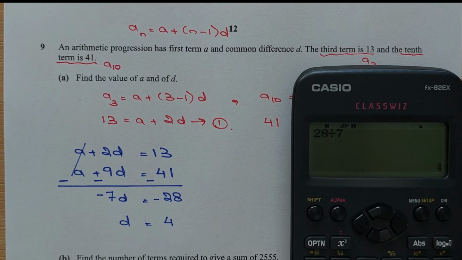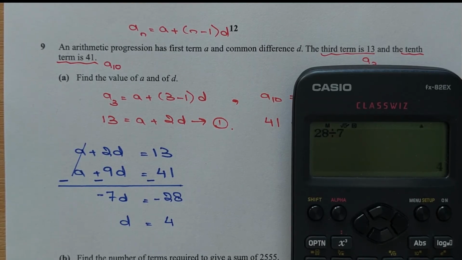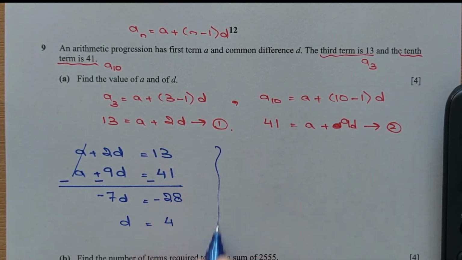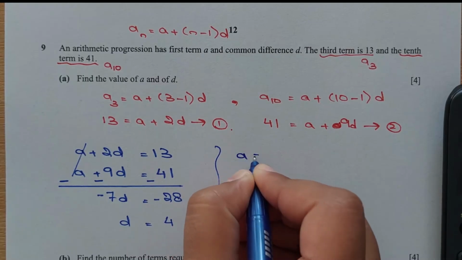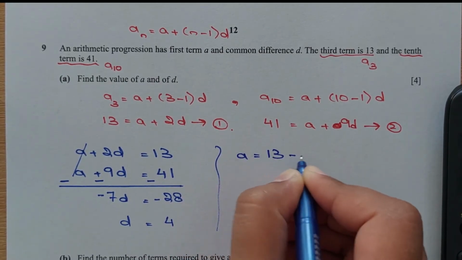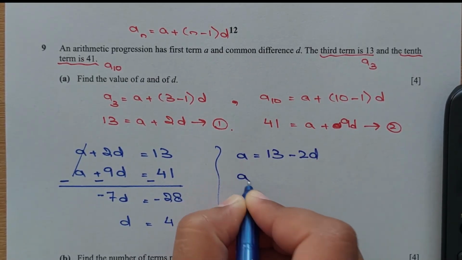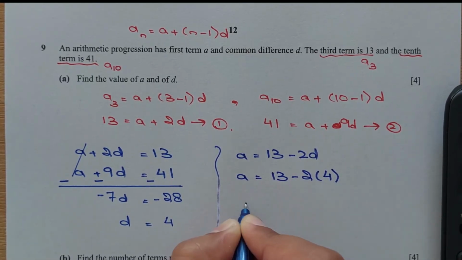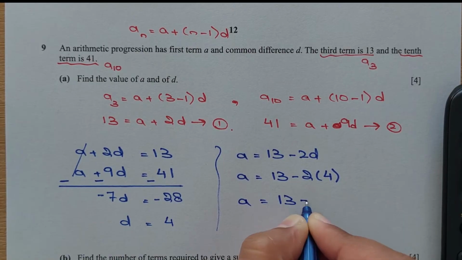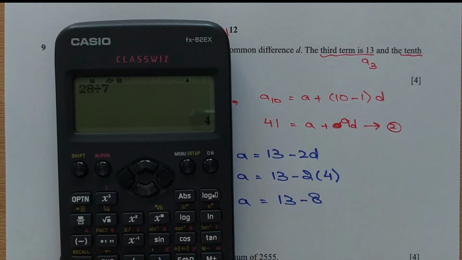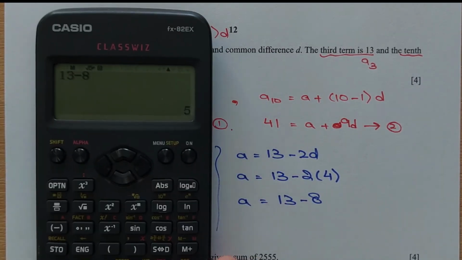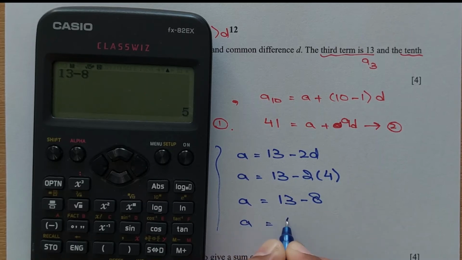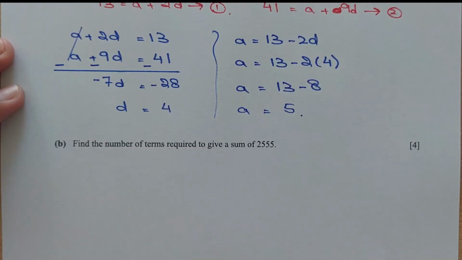Substituting this common difference into the first or second equation, we will get the value for A. So let me put it into the first. A equals 13 minus 2D. A equals 13 minus 2 times 4, that is 8. So A equals 13 minus 8. 13 take away 8 is 5. So the first term is equal to 5.